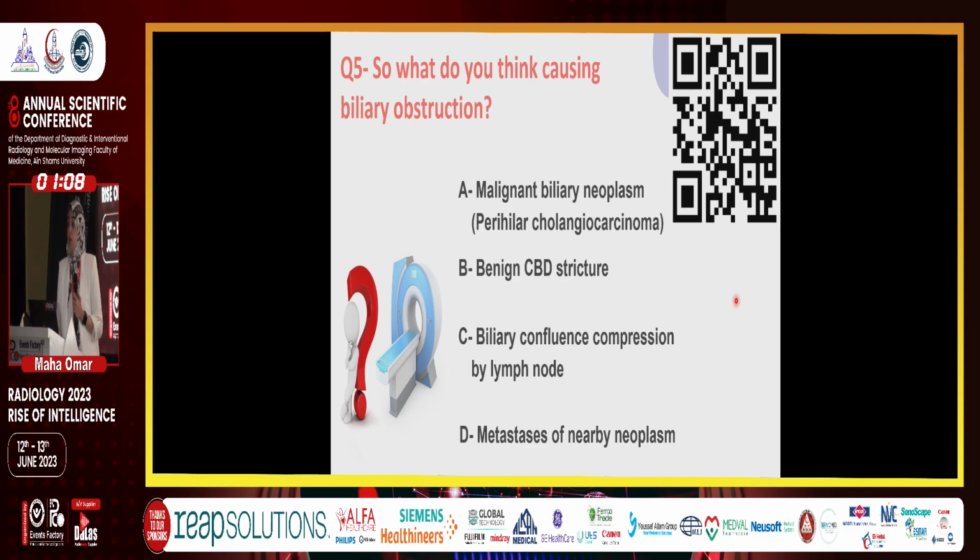And now for our last question. What do you think is causing the biliary obstruction in this patient? Is it A, malignant biliary neoplasm, perihilar cholangiocarcinoma or Klatskin tumor? Is it B, benign CBD stricture? C, biliary confluence compression by lymph node? Or D, metastasis of nearby neoplasm? You scan the QR code, choose question number 5, and submit your answer. The last question.